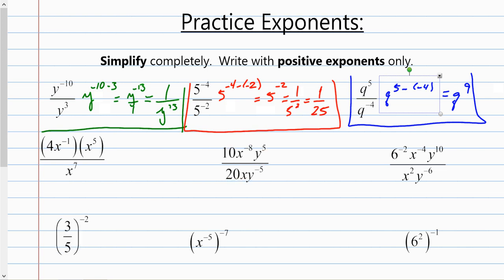So for something like 4x to the negative 1 times x to the 5th all over x to the 7th, you really just need to break it down one piece at a time. I know this 4 has nothing that he's going to talk to, so he's going to stay just a 4. And my x, I could actually take care of all at once. I have a negative 1 plus 5, and that whole thing is going to subtract 7. So at this point, it's an order of operations problem.